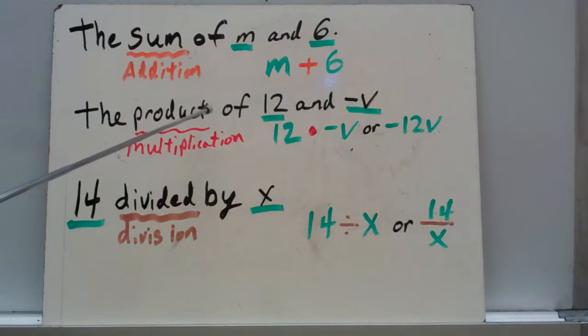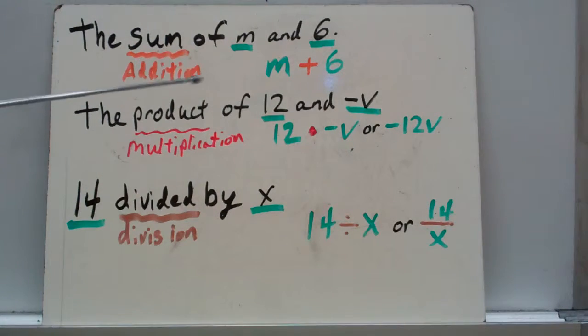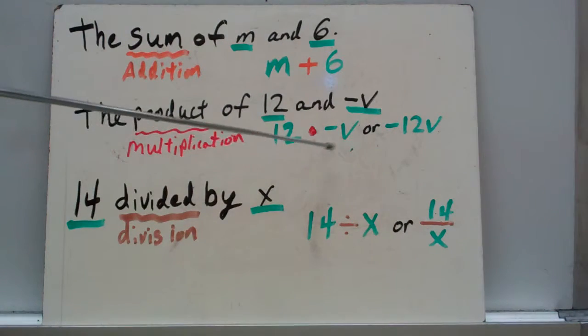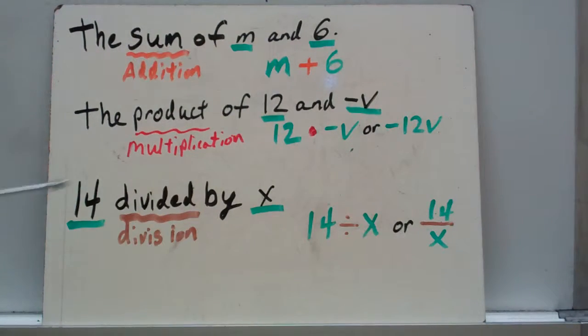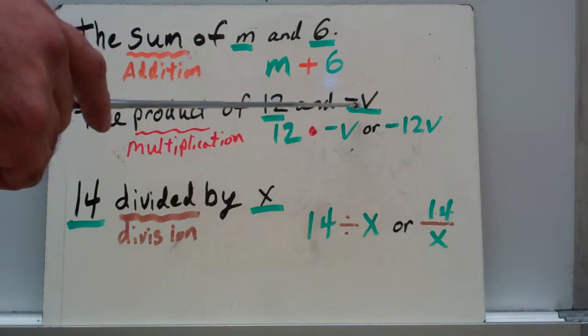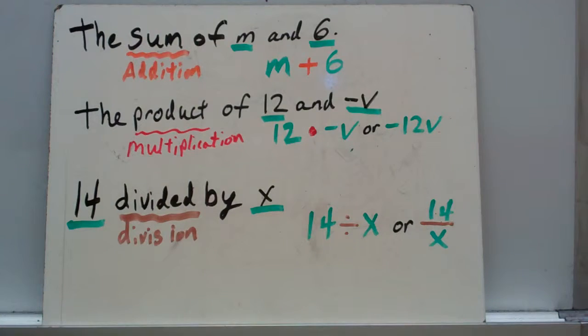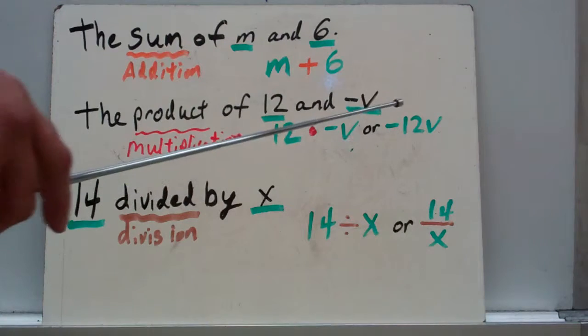The product of 12 and -v. Okay, so we have our terms 12 and -v, and the word product implies multiplication. So we can write down our terms 12 and -v and put a multiplication sign in between those. Or you can write that as -12v, because that is also saying -12 multiplied by v, and that term would be negative. Don't forget that a negative and a positive multiplied together make a negative. So this is saying the same thing.